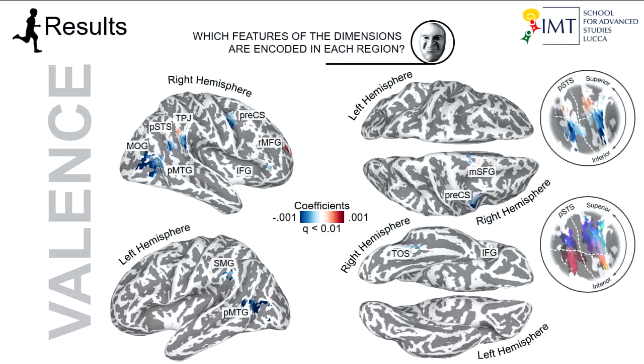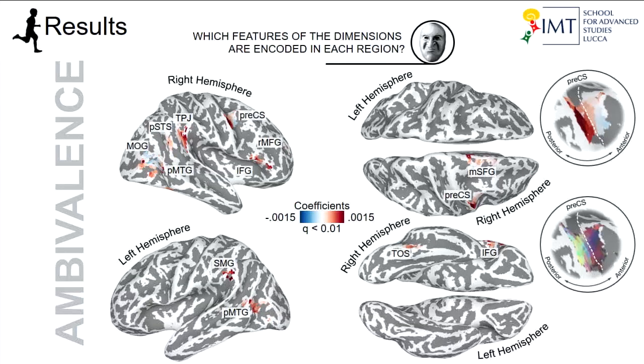After that, we wondered which features of the dimensions are encoded in each region. And this is the map for valence. Here, the blue color means that the higher the BOLD is in that region, the more positive was the valence associated with that scene. And we can observe most of the regions behaving like that. Just in the rostral middle frontal gyrus, the higher the BOLD is, the more negative is the valence. But again, when we look at TPJ and posterior STS, we can observe a gradient. In more inferior territories, the higher the BOLD is, the more positive is the valence, while in more superior ones, the higher the BOLD is, the more negative is the valence associated with the scene in the movie.